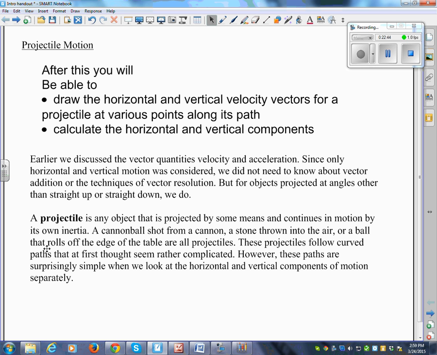A projectile is any object that is projected by some means and continues in motion by its own inertia. Because an object in motion will stay in motion. A cannonball shot from a cannon, a stone thrown in the air, a ball that rolls off the edge of a table are all projectiles. These projectiles follow curved paths that at first thought seem complicated. However, these paths are surprisingly simple when you look at the horizontal and vertical components of motion separately.